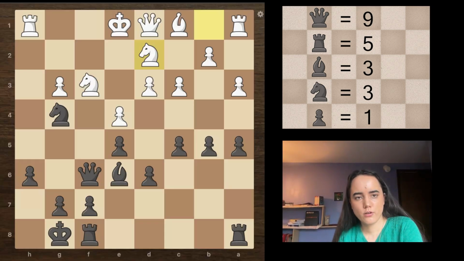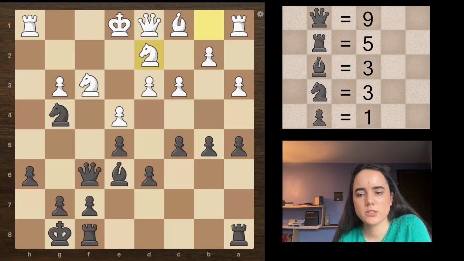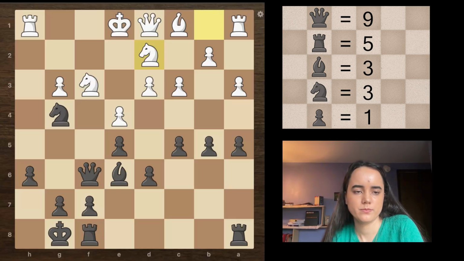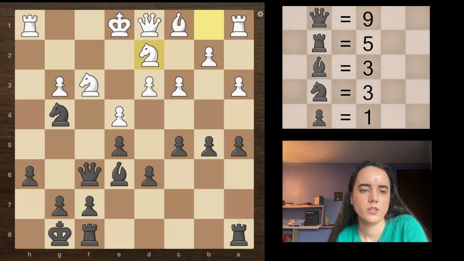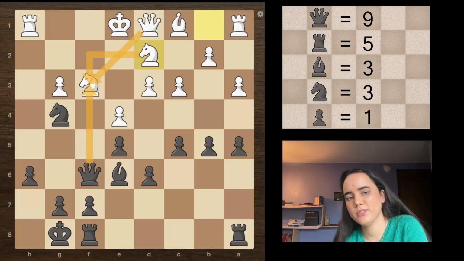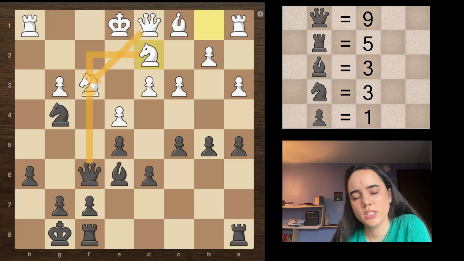All right, so we looked at the checks, we didn't see any. So now we've got to look at the captures. Okay, so let's look at the captures. We can capture this knight. That looks like the only capture. And if we do that, he can capture back either with the knight or the queen. So it looks like we just lose a queen. So we're going to just move on.